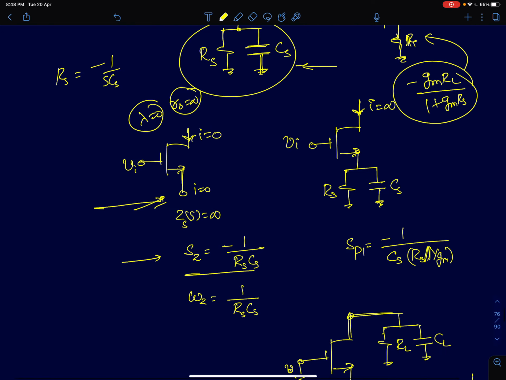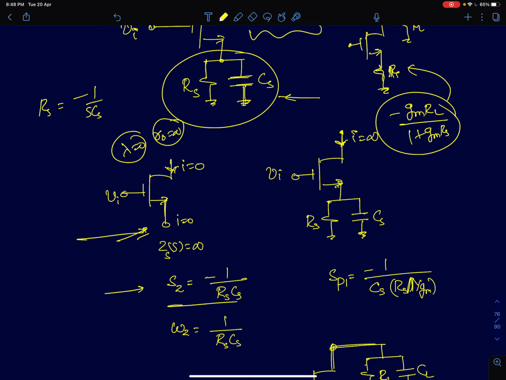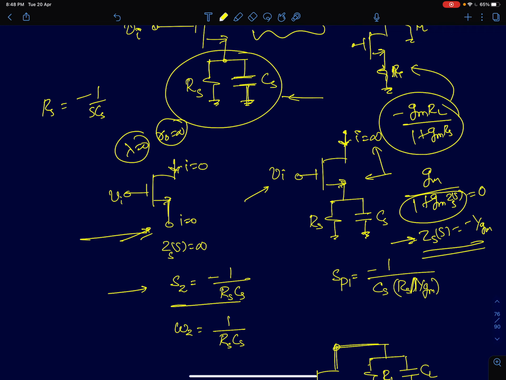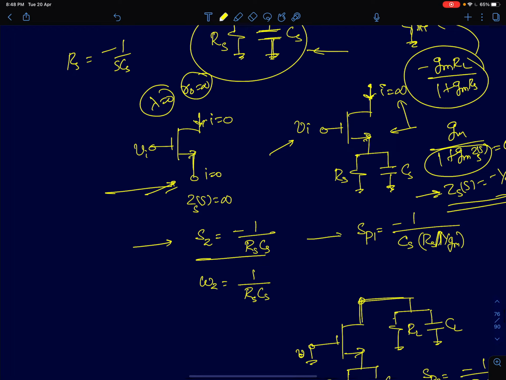There is another pole. Right now I'm ignoring RL, CL, and we found this other pole using the short circuit transconductance. What we did was that we removed the load resistance, and we found, by applying an input, the condition when your current blows up to infinity. So now the transconductance is given by Gm by 1 plus Gm Zs of S. So we just had to find out the condition where this goes to 0, which is Zs of S equals minus 1 by Gm. This was the condition for the pole. So solving this, we got this equation for the pole as minus of 1 by Cs into Rs parallel 1 by Gm.